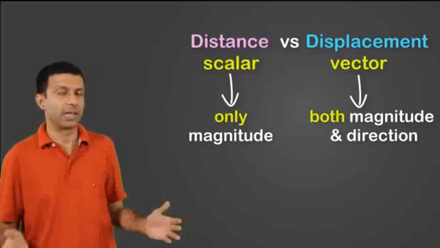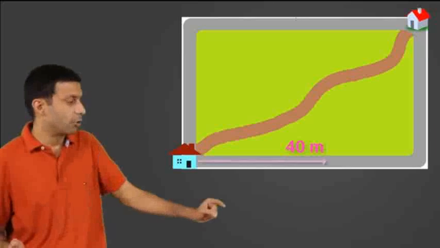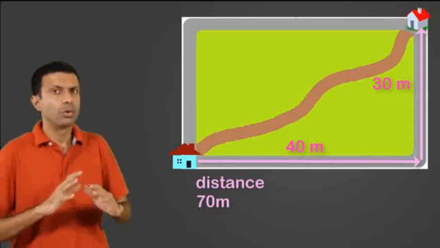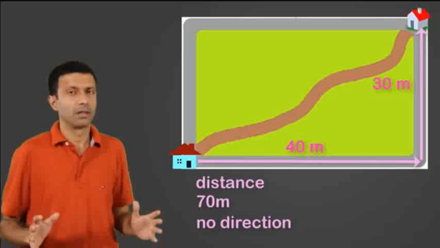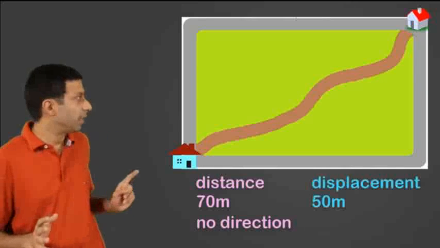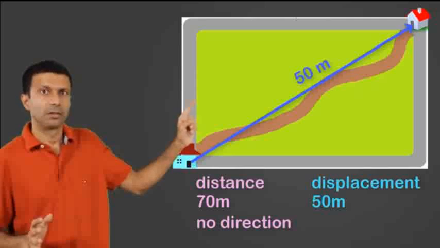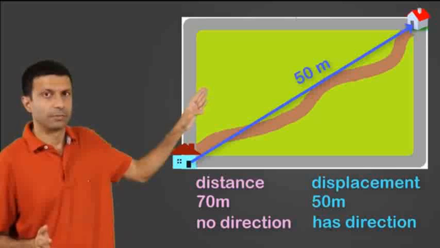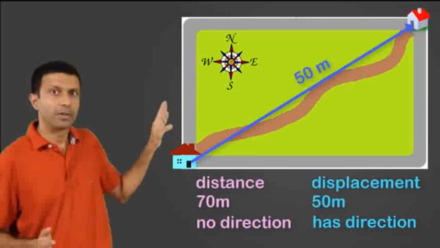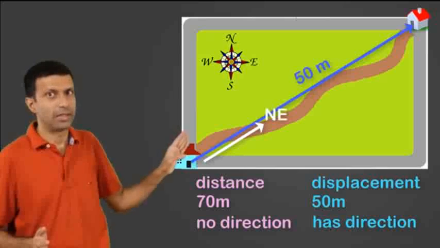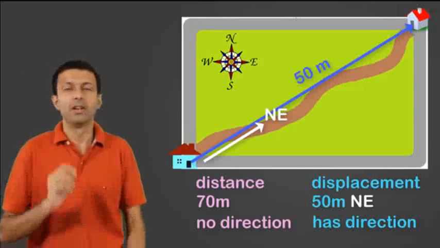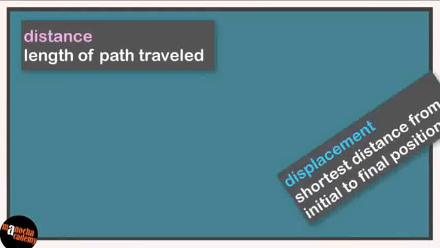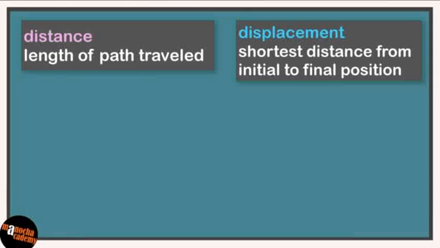So let's look at our example here. When you travel to your friend's house like this, the distance was 70 meters. But there's no direction specified. But if you look at displacement, our displacement has a value of 50 meters. Now what is the direction? From the initial to the final position. So if this is the north in the map, our direction is going to be northeast. So your displacement will be 50 meters in the northeast direction. Let's put distance and displacement on our concept board.